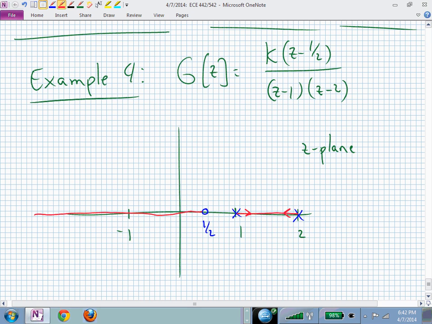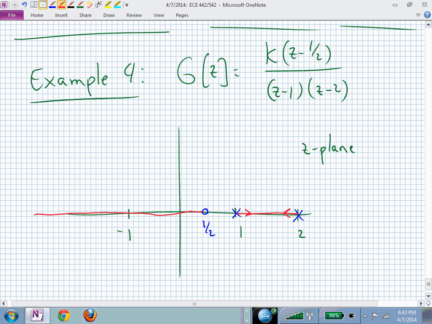Why is there a segment to the left of 1/2 all the way to minus infinity? Is that the question? Because if you look at any point on that real line segment, the angle to that point will be a multiple of minus 180.